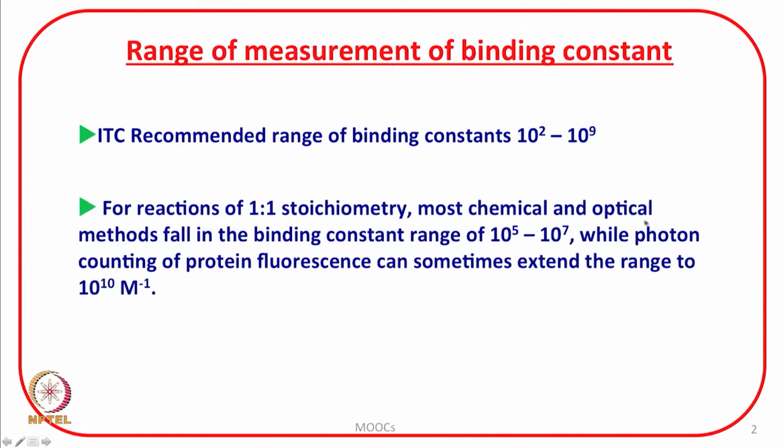For reactions of 1:1 stoichiometry, most chemical and optical methods fall in the binding constant range of 10 raised to the power 5 to 10 raised to the power 7. Whereas if you use the fluorescence, you can extend this range to 10 raised to the power 10. We have already discussed how to use fluorescence in estimating the value of binding constant.